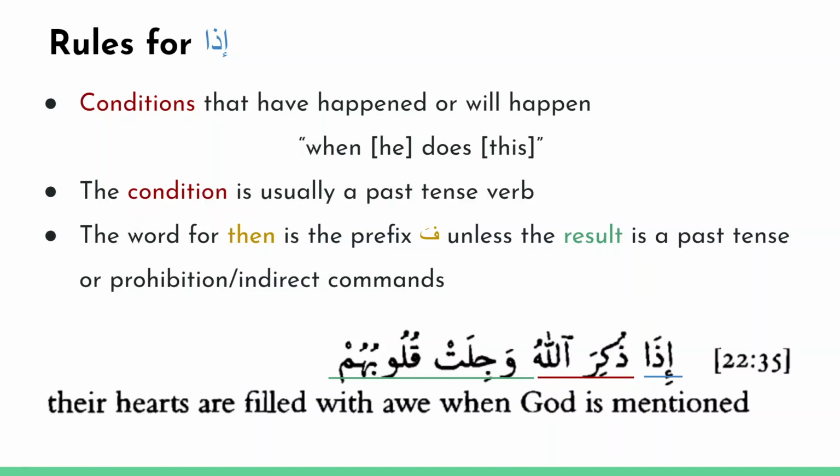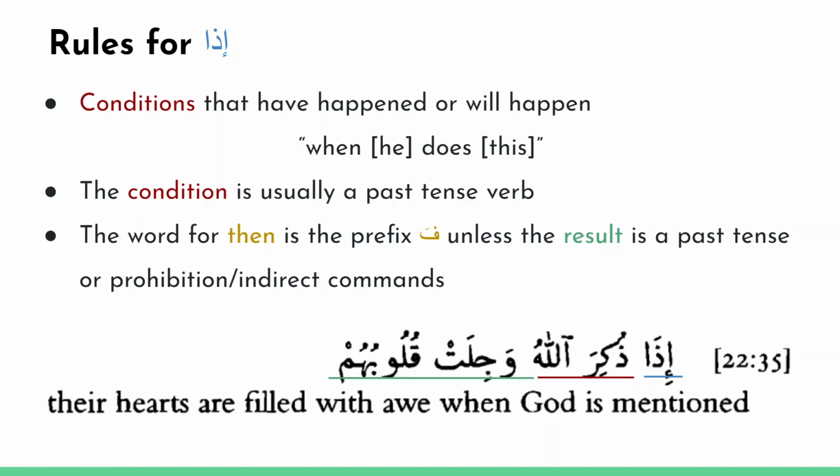The condition again is usually a past tense verb. Not always, but usually. And the word for "then" is again the prefix fa. Given the same exceptions that we had previously, usually you're going to see the prefix fa. All right, so let's take a look at an example of this.